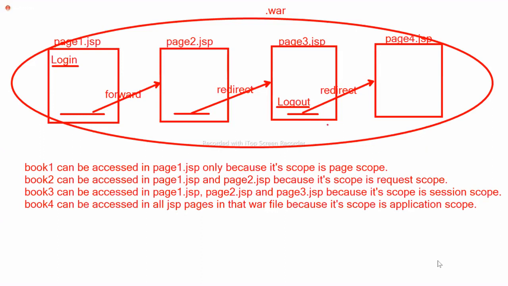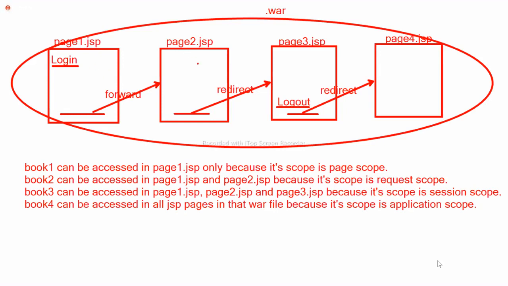Same concept, question, different angle, I'll ask. In page1.jsp, how many books can we access? Think yourself and give the answer. In page 1, how many books can we access? First, the majority of people gave 1, later they changed. How many? All we can access.